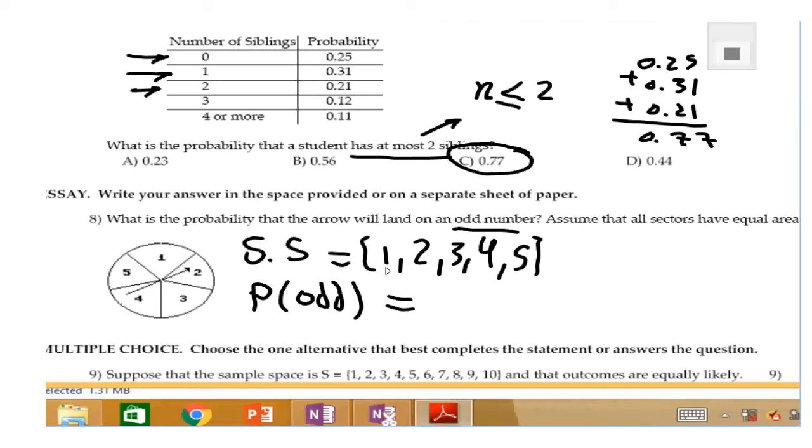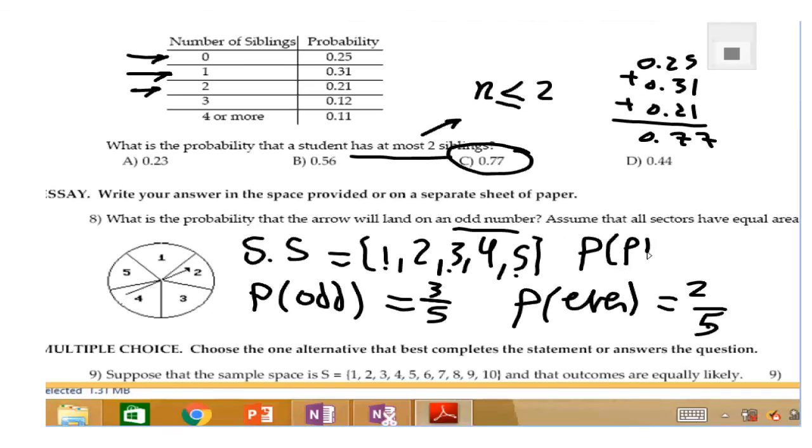How many odd numbers? 1, 2, 3. So 3 out of 5. I'm going to add one question here. What is the probability of even? 2 out of 5. What is the probability of having a prime? Who can remind me what the prime numbers are? Is 1 a prime? No. 2 is a prime, 3 is prime, and 5 is. So it's going to be 3 out of 5.